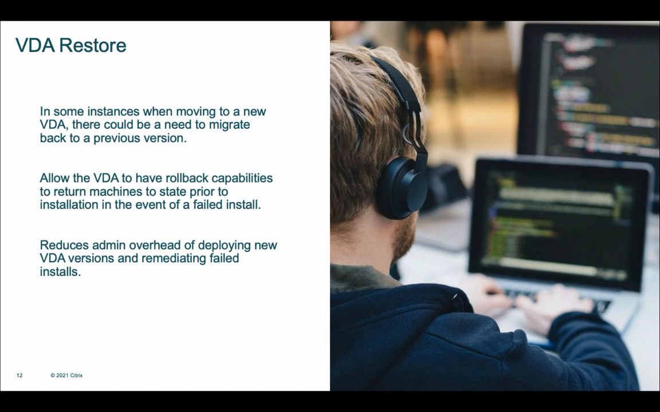This feature will create a restore point leveraging Microsoft's system restore capability at the beginning of the installer upgrade. So if the installation or the upgrade happens to fail, the software automatically restores the VDA back to its pre-upgrade state. So overall, this feature really reduces the overhead of deploying a new VDA and remediates any failed install, which can be a big deal, as we all know, in the world of enterprise software and having large-scale deployments. So this is a great new feature.